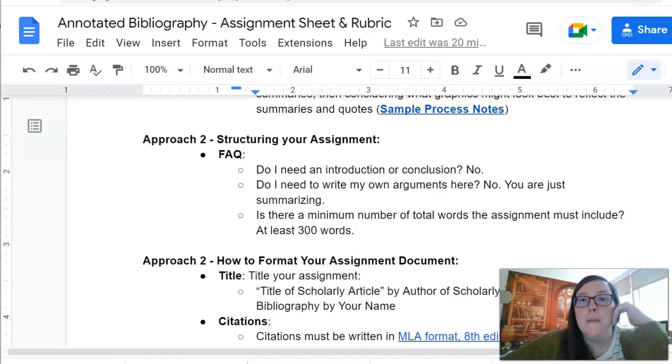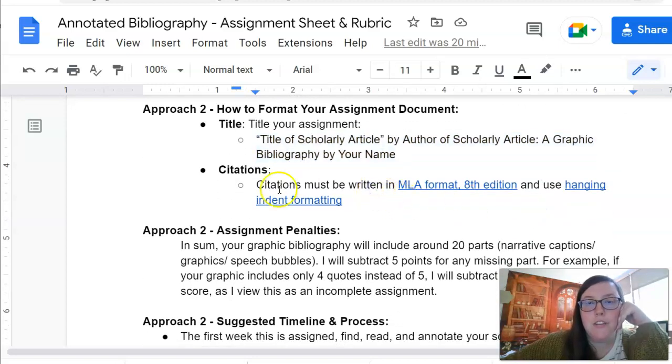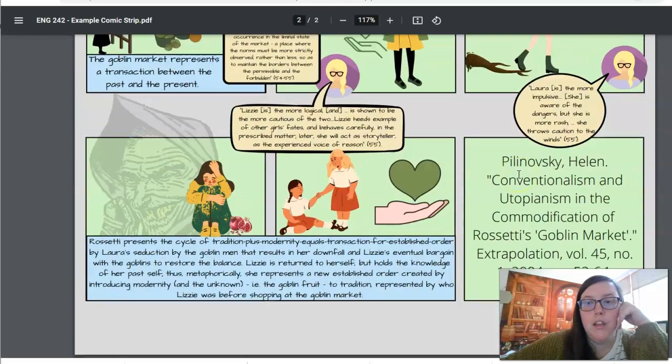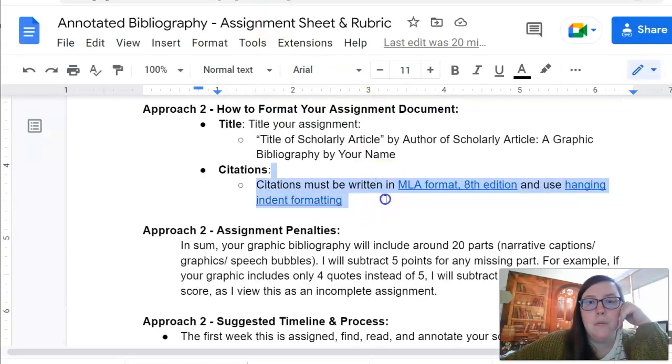Is there a minimum total words for the assignment? I would just try and make your whole graphic have at least 300 words. I think that most of you will probably exceed that, but it's something to keep in mind. Title your graphic: title of scholarly article by author of scholarly article, a graphic bibliography by your name. Then write your citation. Again, you have to have that one citation at the very end. Write that in MLA format.